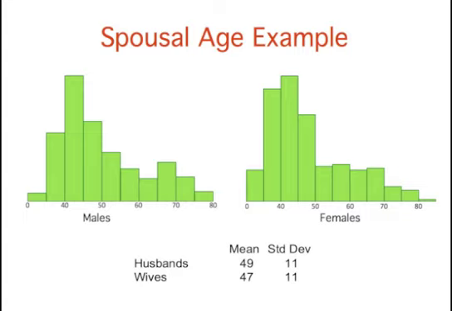What we need is a way to summarize the 282 pairs of ages. We know that each variable can be summarized by a histogram and by a mean and standard deviation. Each distribution is fairly skewed with a long right tail. Although some wives are older than their husbands, this information cannot be determined from the histograms or from the means and standard deviations.